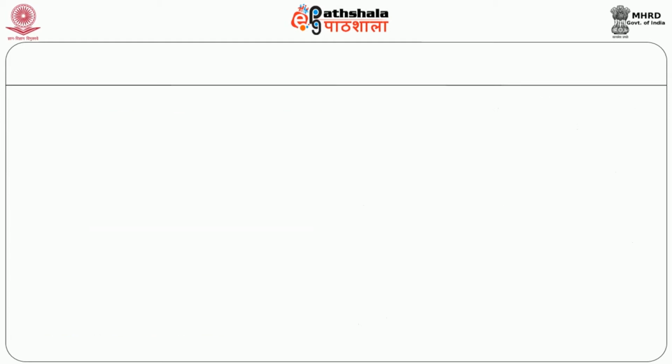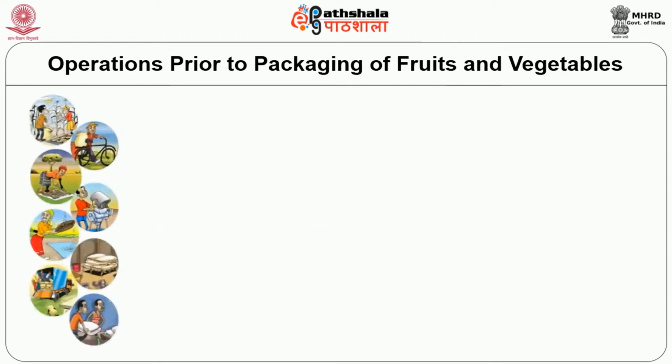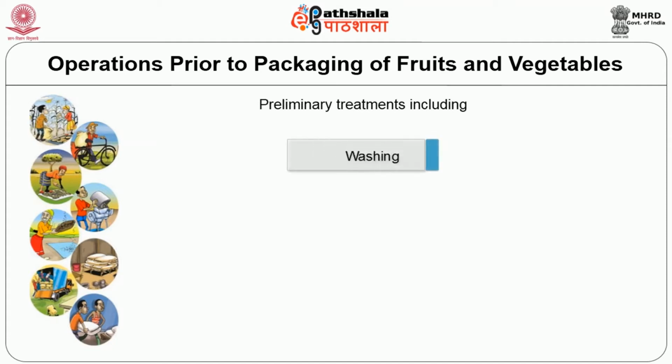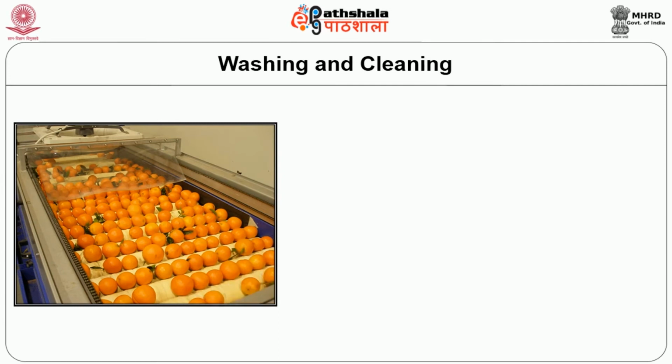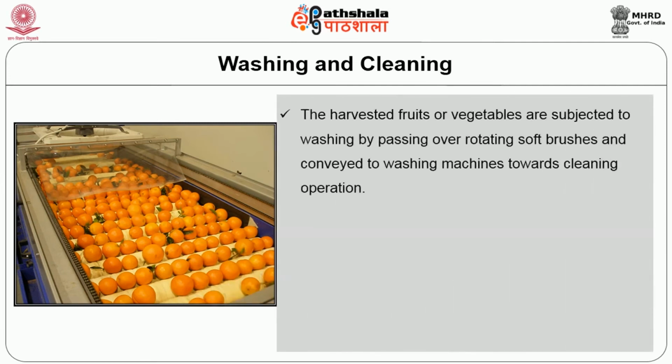Let us discuss the operations prior to packaging of fruits and vegetables. Many preliminary treatments including washing, cleaning, disinfection, waxing and finally packaging are given to fruits and vegetables to improve the appearance and maintain the quality. The first step is washing and cleaning, where the harvested fruits or vegetables are passed over rotating soft brushes and conveyed to washing machines for the cleaning operation.